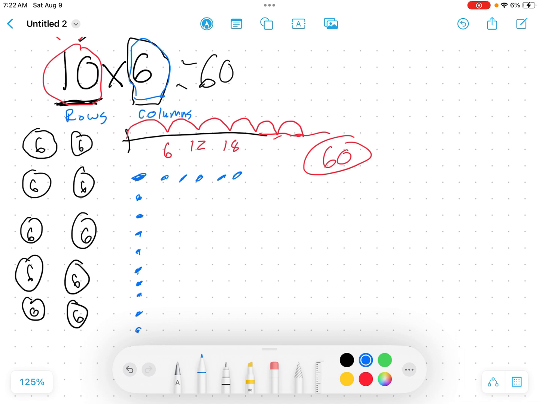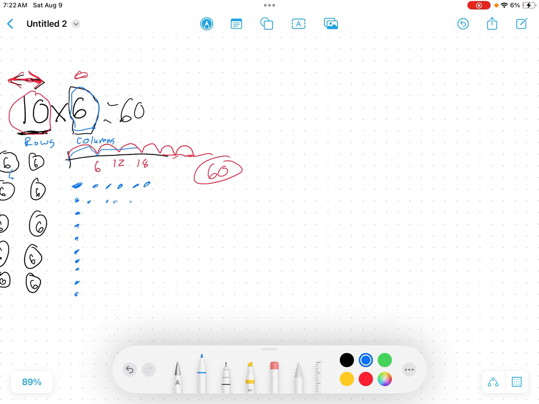So we have different ways that we could solve this: 10 groups of 6, 10 jumps of 6, and 10 rows with 6 each. So all different ways. Now, depending on which one works best for you and which one you're able to use the best to solve problems is totally your call. All right, let's take a look at the next one that you solved.